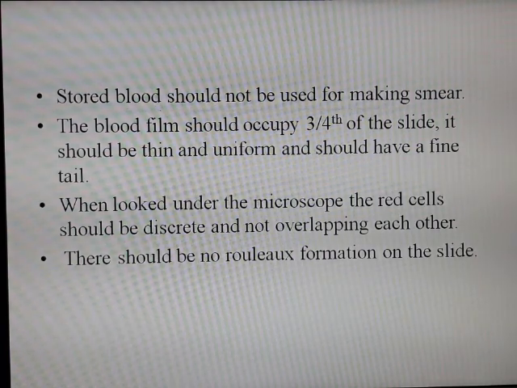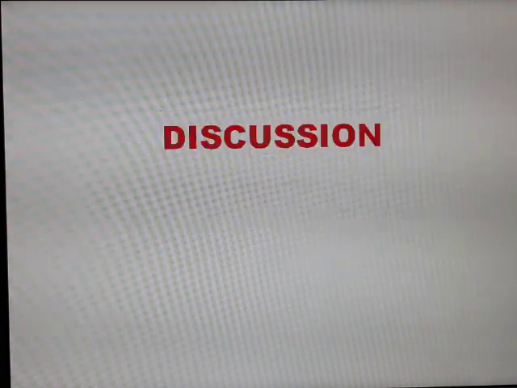When looked at under the microscope, the red cells should be discrete and not overlapping each other. There should be no rouleaux formation on the slide. For those who do not know rouleaux formation, the RBCs tend to pile up with one another and form a rouleaux. They accumulate together. So there should be no rouleaux formation, otherwise it will be considered a bad smear.